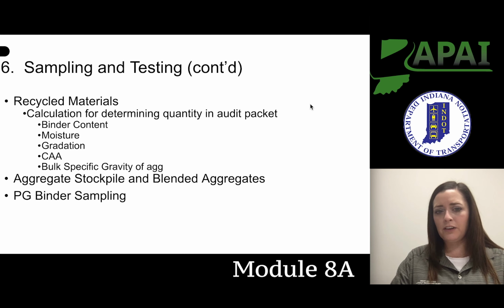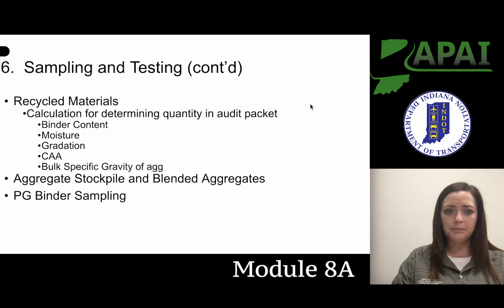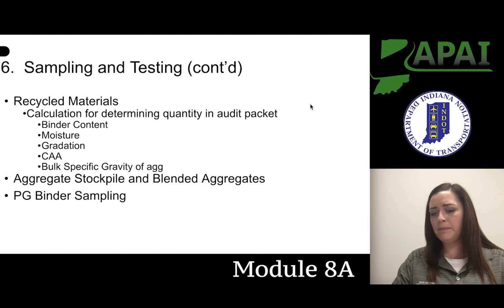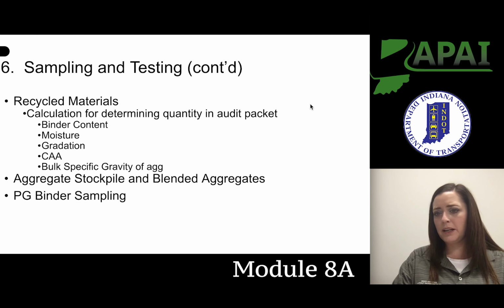It's the bulk specific gravity of the aggregates inside of that material. There is a page towards the end of the audit packet that shows you the calculation for determining the quantity and the number of tests that are required. For aggregates, stockpile, and blended aggregates, those just need to be documented. And then PG binder sampling also needs to be included in the quality control plan and needs to be verified that it's being done at that frequency.